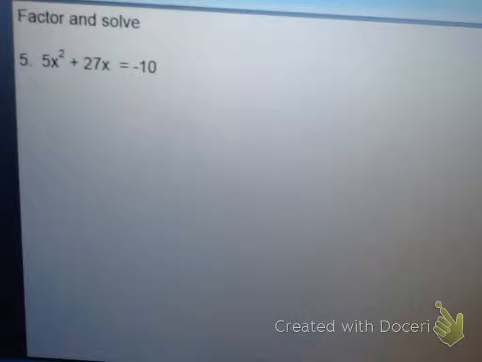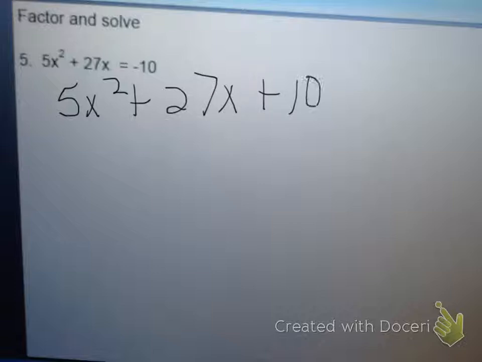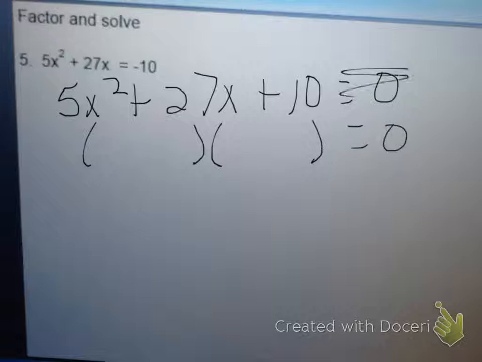Okay, number 5, it says factor and solve. Before I can factor, I have to have the equation equal to 0. So I'm going to add 10 and put it equal to 0. Now, I'm going to do the guess and check method and just bring down the equal 0. Once you bring it down, you can ignore it. Alright, your signs are going to be the same. They're both going to be positive.